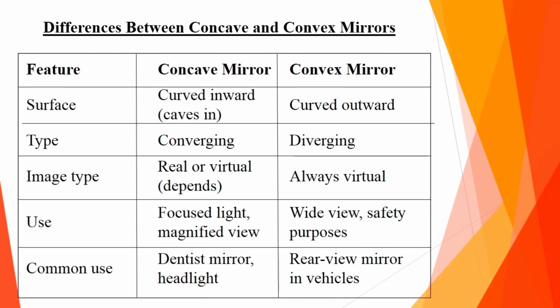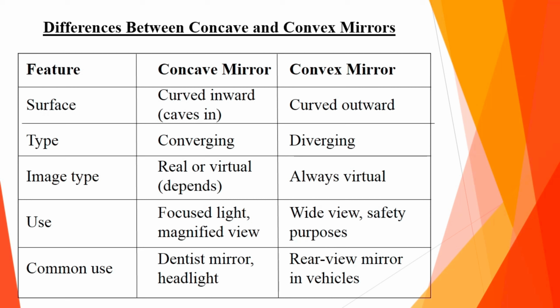So we can see the difference between concave and convex mirror. So what about the surface? The concave mirror, the surface curved inward like the inside of the bowl or a spoon. This shape causes light rays to come together or converge after reflection. But in the case of convex mirror, the surface curves outward like the back of the spoon. This shape causes light rays to spread apart or diverge after reflection.